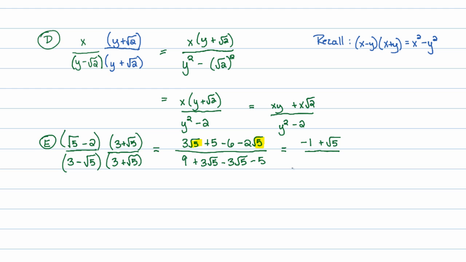In the denominator, I have 9 minus 5, which is 4. And then these two cancel out nicely. So this is the simplified version, or the rationalized version, of that fraction with a rationalized denominator.